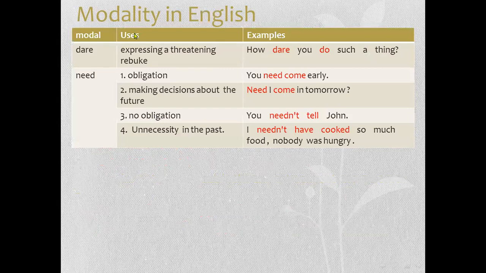And here you can see in this table the meanings and the expressions with examples. They are expressing threatening, rebuke, need, obligation, making decisions about the future, no obligation, and necessity in the past. So this table shows some meanings of need and dare.